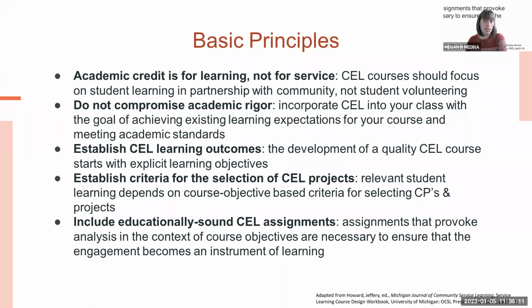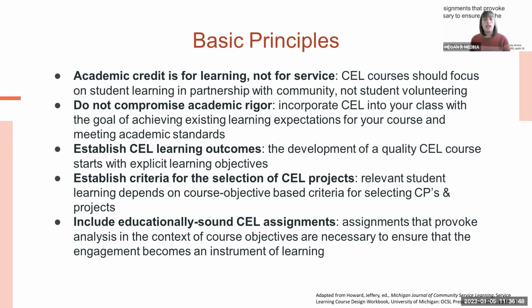Some basic principles and best practices that you can use while developing your course are listed below. Some of the most important ones are that academic credit is for learning, not service, and that you should not compromise academic rigor. So the courses and the community engaged work should not be volunteering, but should really focus on student learning in partnership with the community. The community is their classroom. Community leaders are their teachers. They can learn from the community and bring it back to the classroom, and what they learn in the classroom they can use to apply directly to the community.